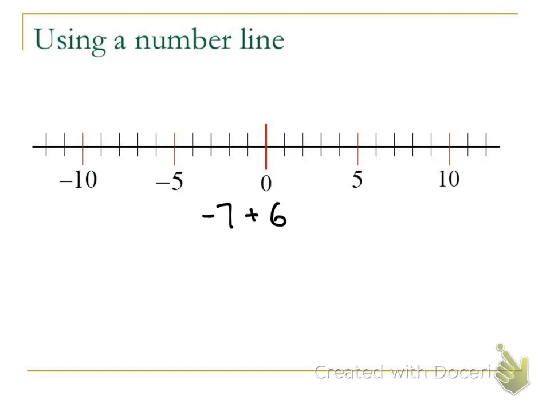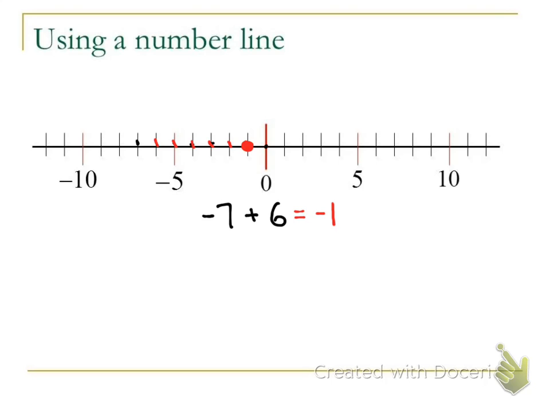Let's look at just one more here. If I've got -7 plus 6, I'm going to start at 0 like I always do and go negative, or left, 7 units. And then from there I need to add 6, so I need to go right 6 units. And then we're going to look at where I am, and I am at -1. So -7 plus 6 is -1. And that's an example of using a number line, and I hope that that really helped.